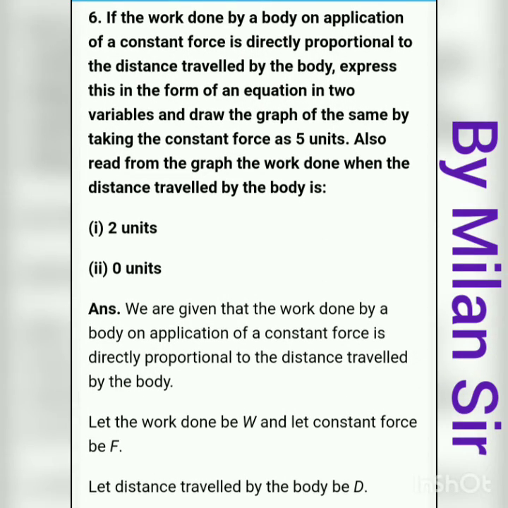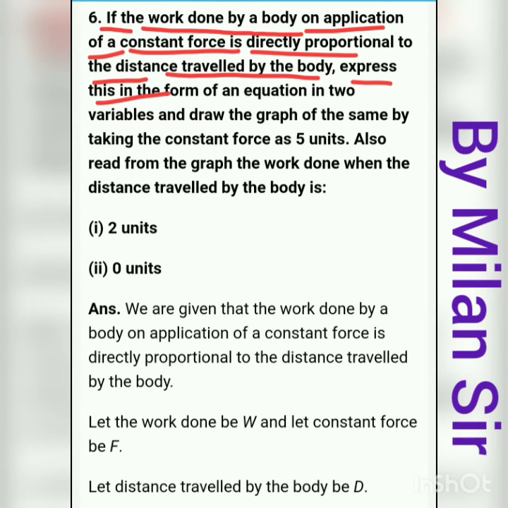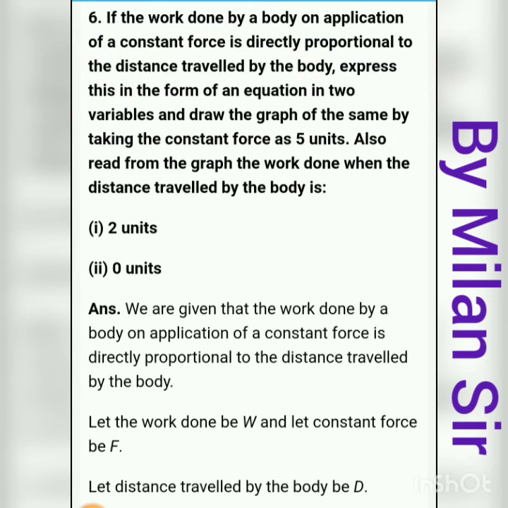Question number 6, read this question. If the work done by a body on application of a constant force is directly proportional to the distance traveled by the body, express this in the form of an equation in two variables and draw the graph of the same by taking constant force as 5 units. Also read from the graph the work done when the distance traveled by the body is 2 units and 0 units.